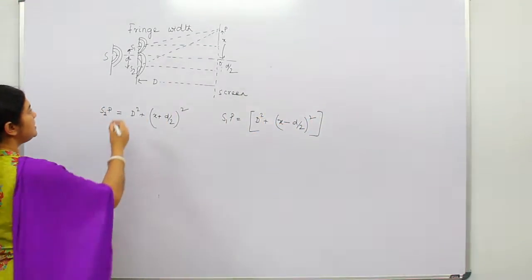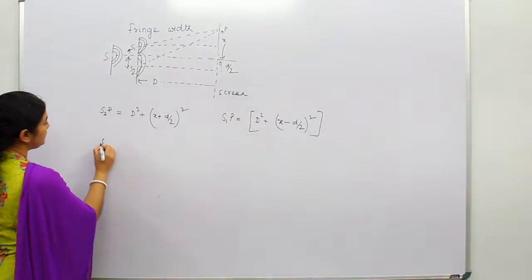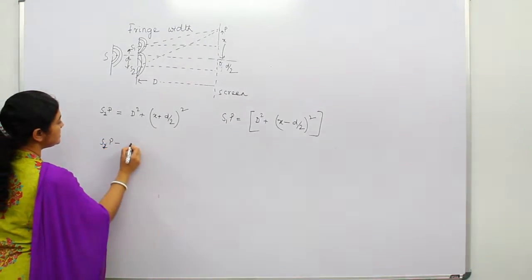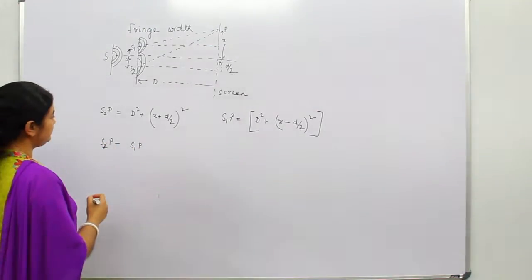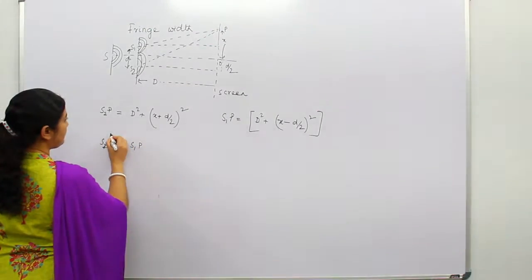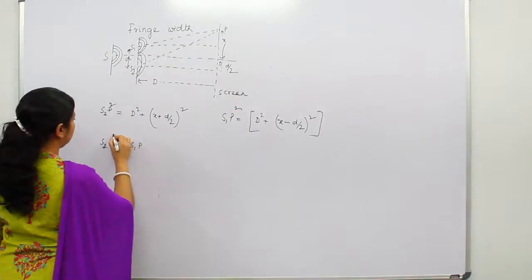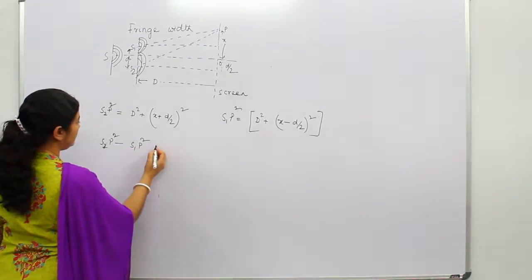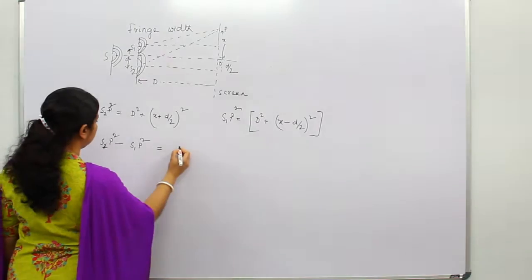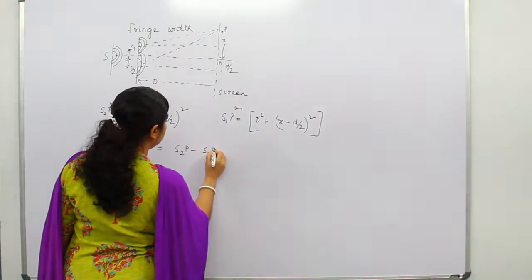The path difference between these two waves will be S2P minus S1P.